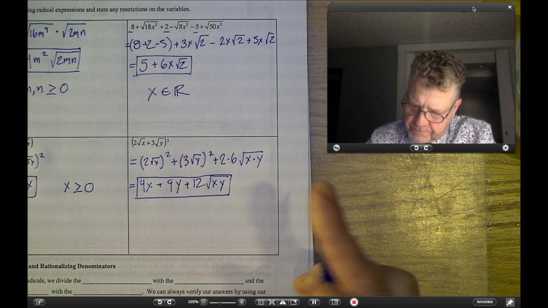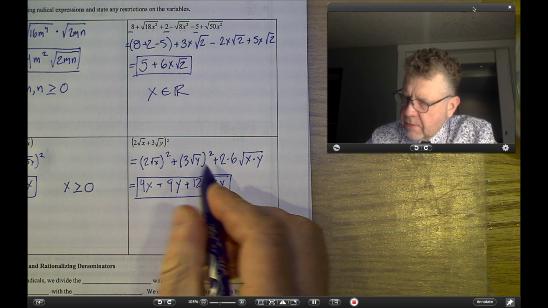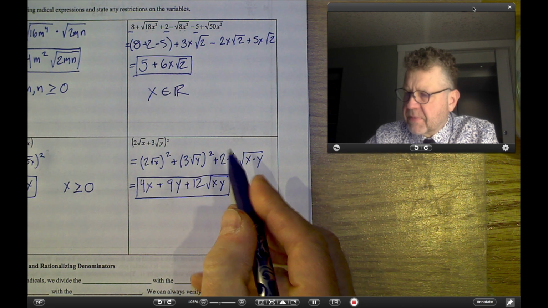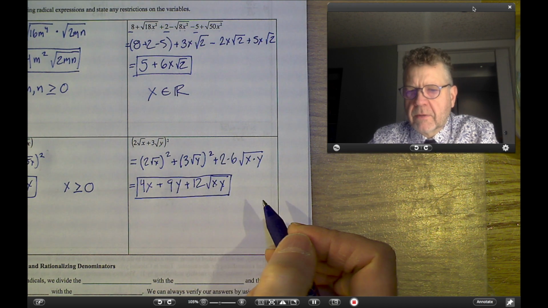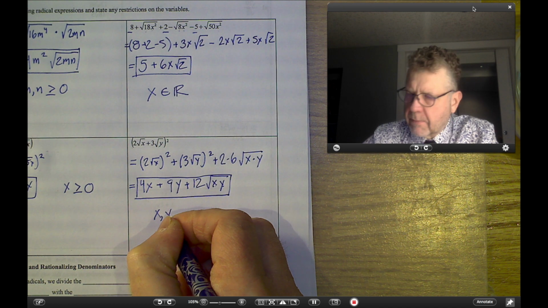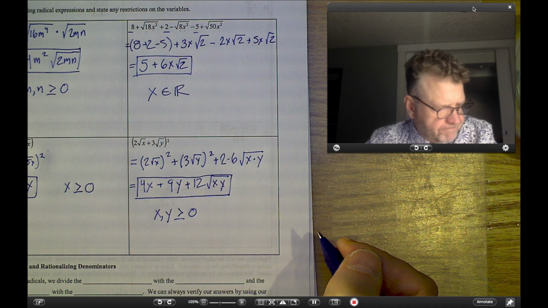All right. Any restrictions? Well, restrictions here, sure. Because the x and the y are both inside the radical sign, x and y must both be greater than 0, just like that.